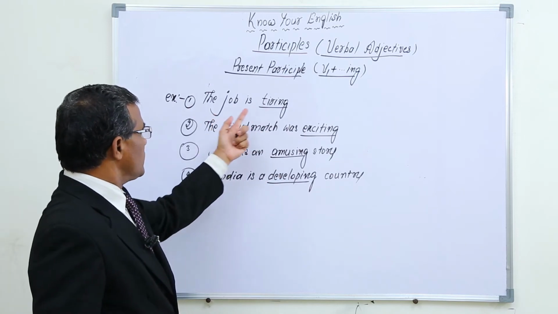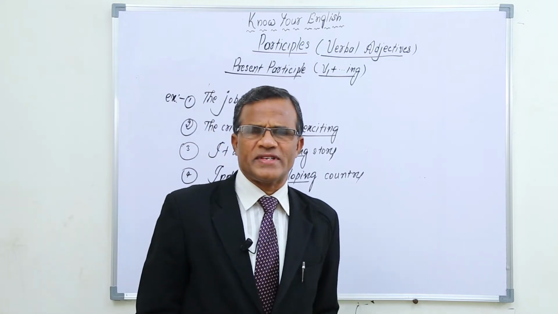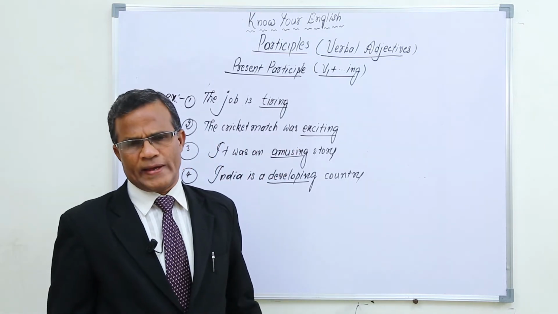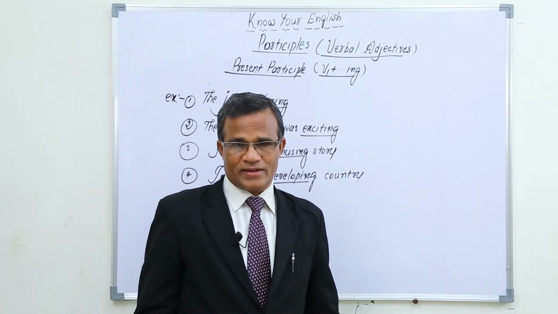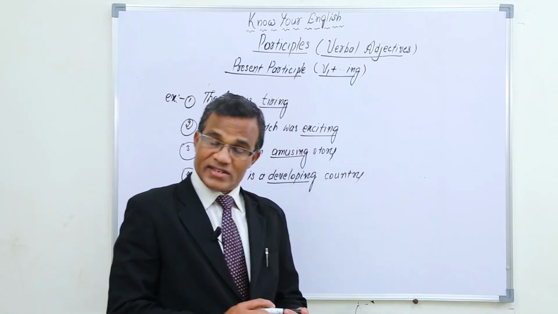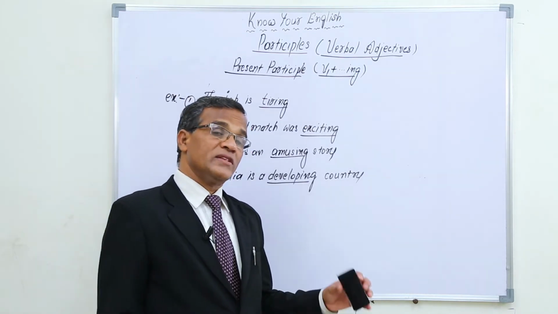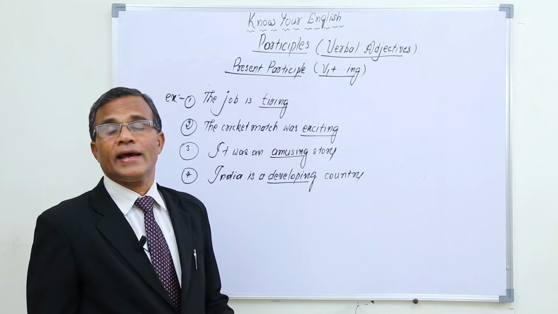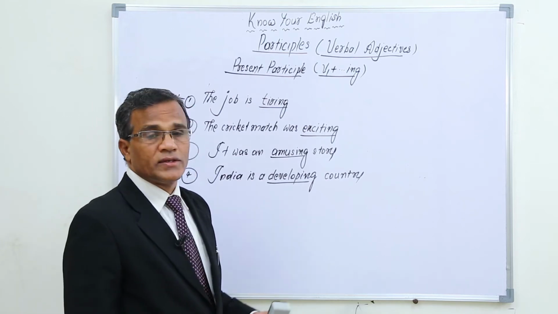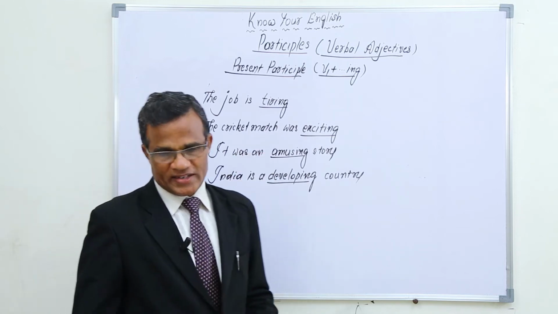In this way, the job is tiring. It is very interesting. In our day-to-day life, we use present participles as adjectives in this way. It is very tiring. It is very boring, and the story is very interesting. The match was exciting. The match between Australia and India was so exciting. Like that we can use present participles.